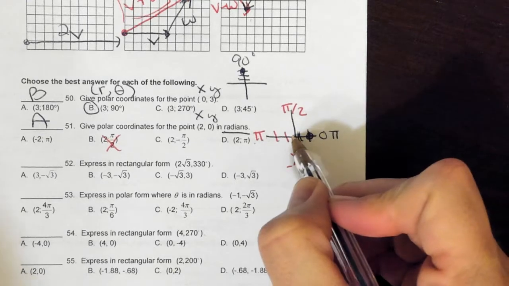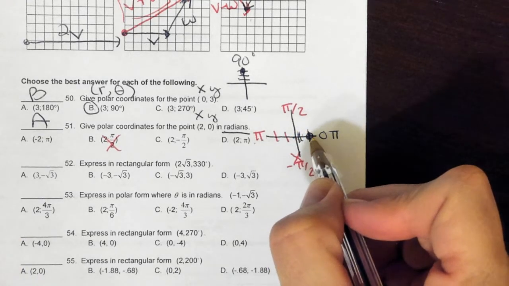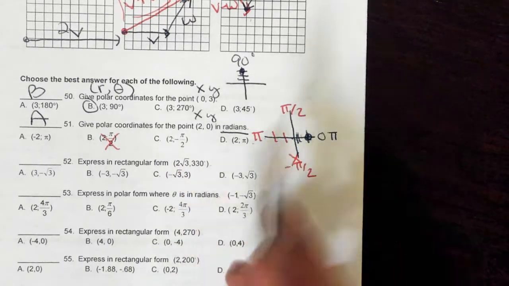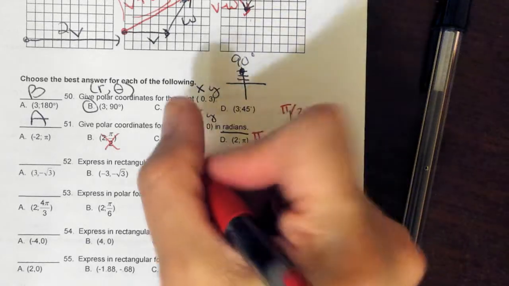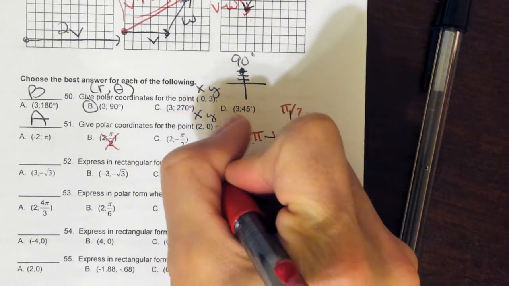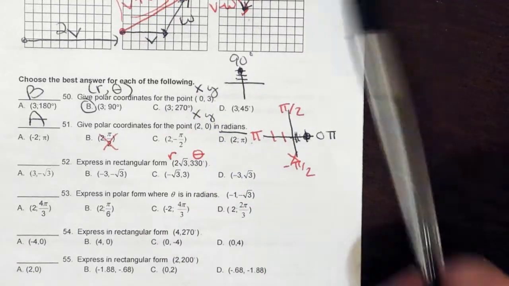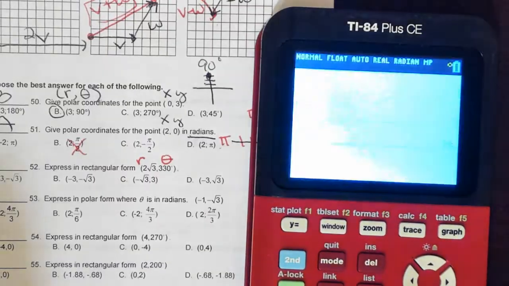I go to the middle, which is now called the pole, and I go 2 away. Number 52: express in rectangular form. So this time they gave it to me in polar. This is my r, and this is my theta. Notice it's in degrees, and they want me to find the rectangular form.